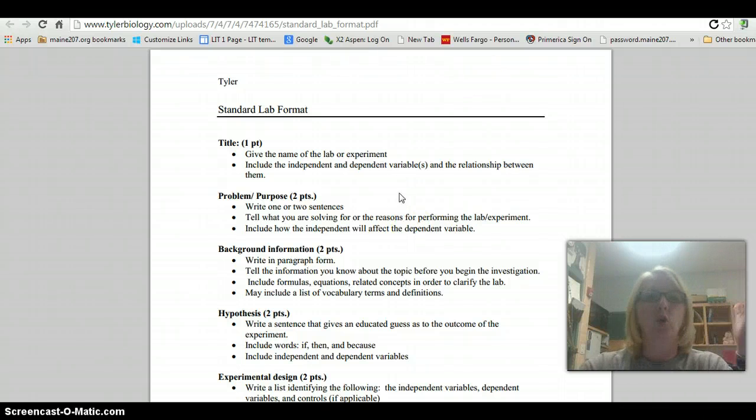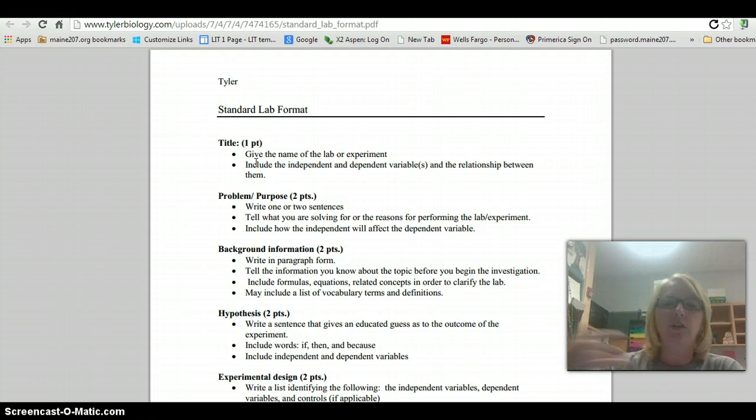So the first thing, I'm just going to quickly go through each one of these: title, purpose, let you know what I expect for each one of them. In the title, your title should include independent and dependent variable. So you don't give the name of the lab, you actually make the name of the lab using your independent and dependent variable. Under problem or purpose, it's worth 2 points, a couple sentences. What's the purpose of doing this lab? So maybe how is the independent affecting the dependent variable?